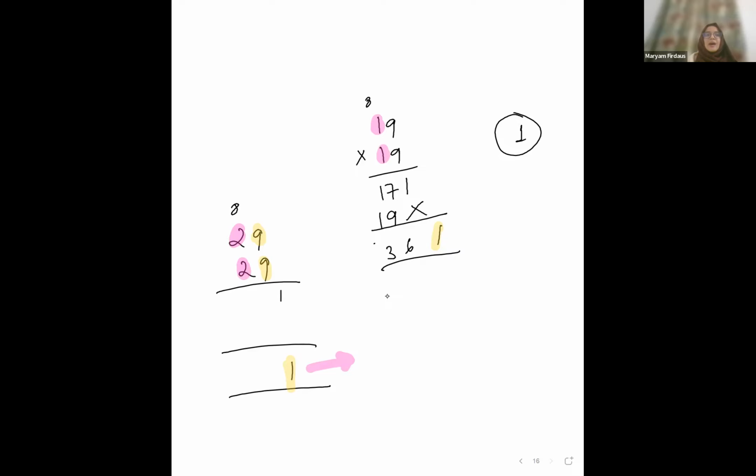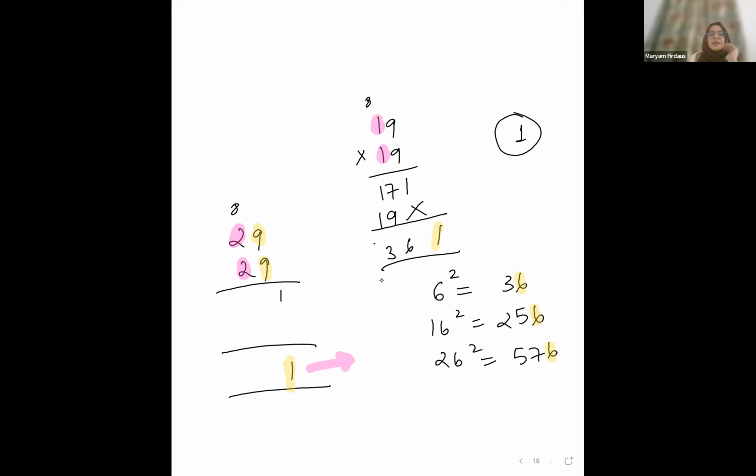Similarly, if you have any number that ends with 6, like 6 square, that is 36. 16 square, that is 256. If you have 26 square, that is 676. Why is this happening? Because 6 square is 36 and the last digit is 6. So that's why this is happening.